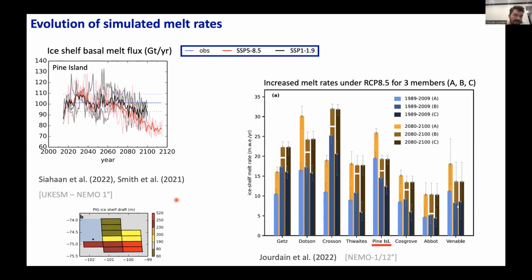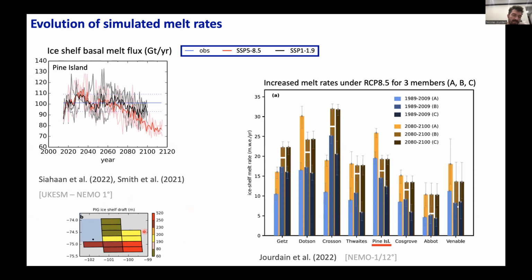Actually, the authors of this paper also suggest that this is not a very realistic evolution of melt rate, and they suggest that it's because we have very few grid points for Pine Island at this resolution. Actually, we have 11 grid points at 1 degree, and there are several problems related to that. One of them is that there is no ice that is really exposed to the deepest part of the circumpolar deep water.